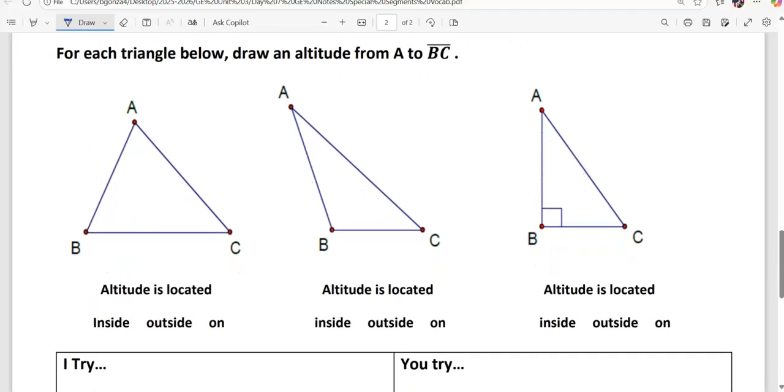So, first of all, I want you to label these types of triangles, right? This first triangle, all the angles are less than 90. I'll call that an acute triangle. Write this down.